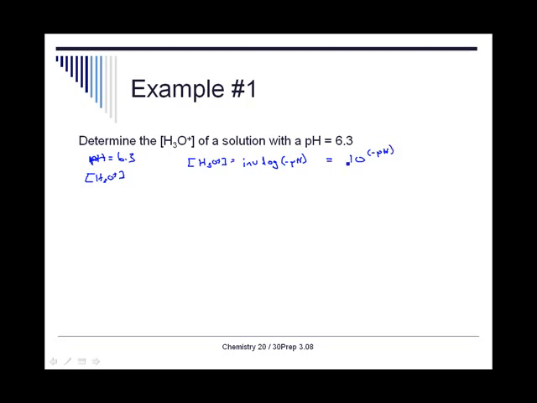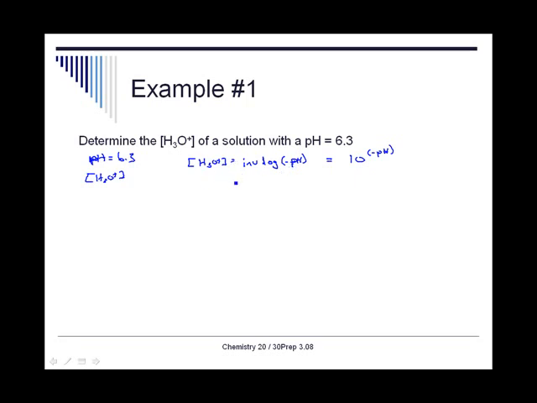If you're having calculator problems, what I would suggest is either contact the TA for the class or myself, and we will be able to help you through the calculator problems. But what you're looking for is usually a second function or an inverse function, and it's usually the second function of the LOG button on your calculator.